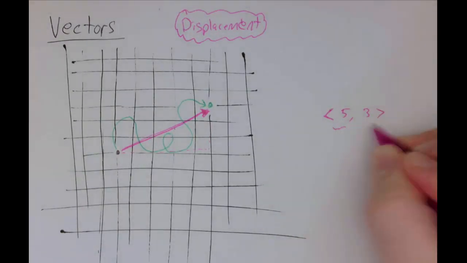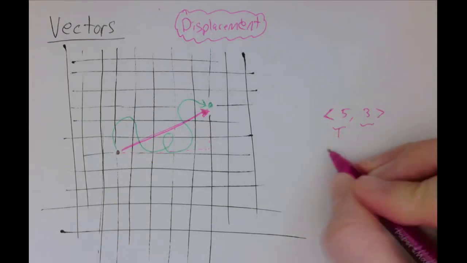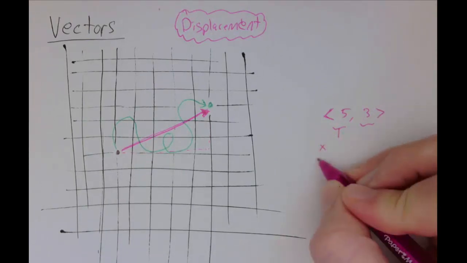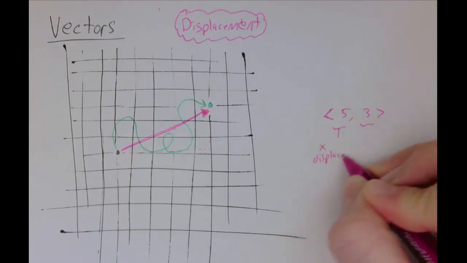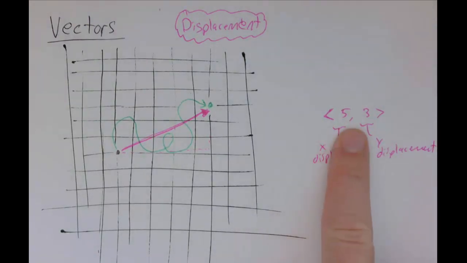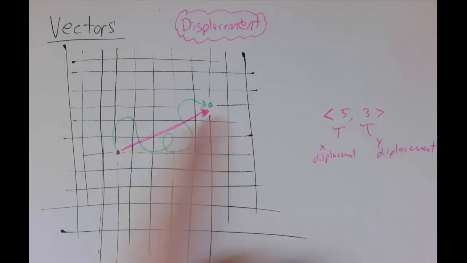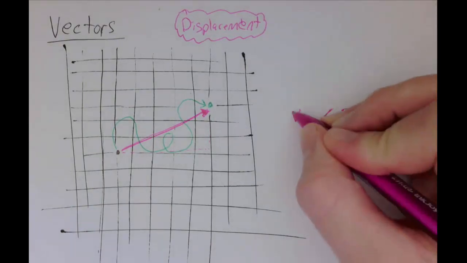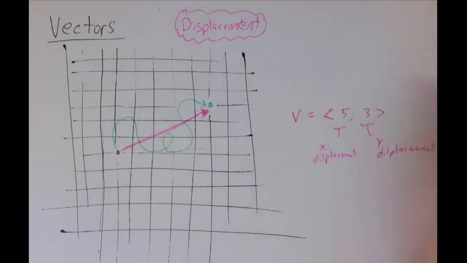And the first coordinate is the x displacement, and the second coordinate is the y displacement. So this is how you would write a vector down. This thing that I wrote here, that's a vector. This arrow, that's a way to visualize a vector. And algebraically, it's very normal to give vectors names. So I could call this vector v.